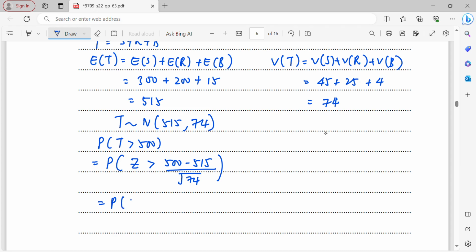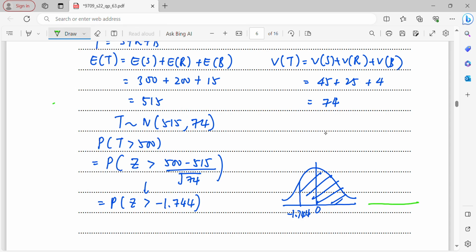Then here is going to be P(Z more than negative 1.744). Now this is sketched on the graph. So here's 0. Let's say negative 1.744 is on the left hand side. And since this is greater than, it means that the region is towards the right side. This is the region for the probability.